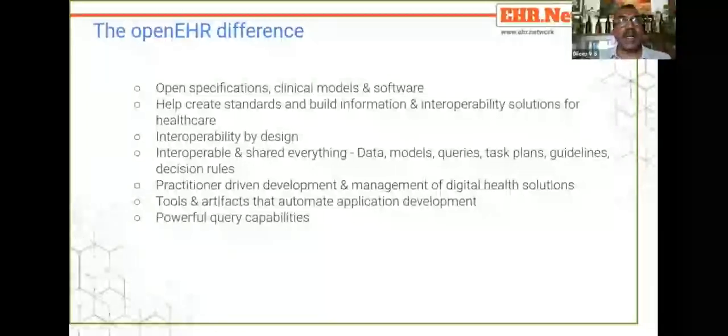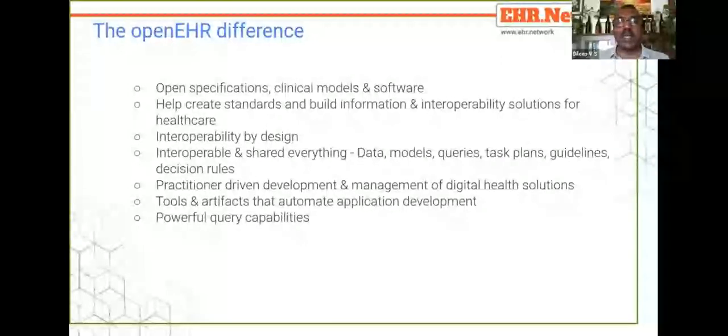Another major paradigm shift that openEHR is trying to achieve is practitioner-driven development and management of digital health solutions. Since you have been in the digital health and health IT domain, you know that even now, 70 to 80% of health IT projects are failures, because there is always a disconnect between the end user, the practitioner, and the developer. The practitioner is never happy with what the developer comes out with, and adoption is always a problem.